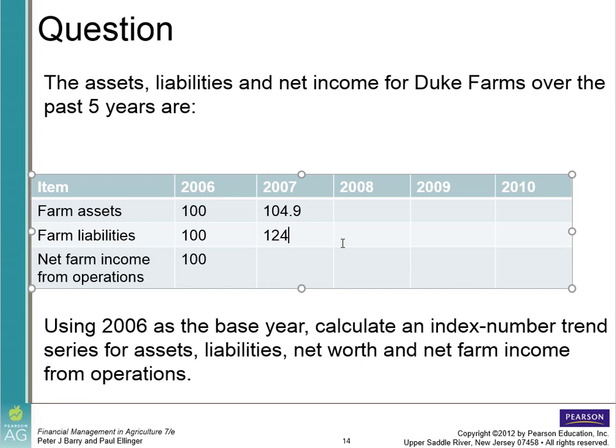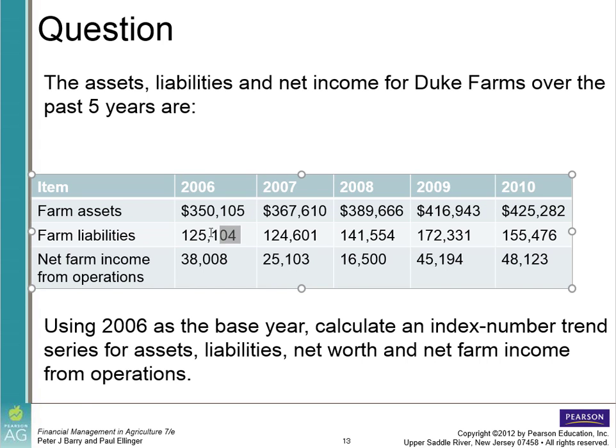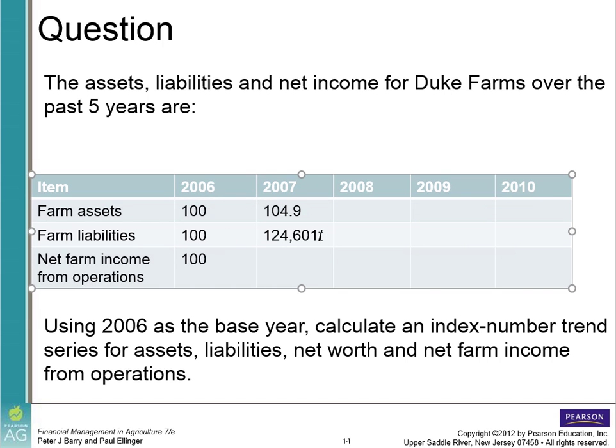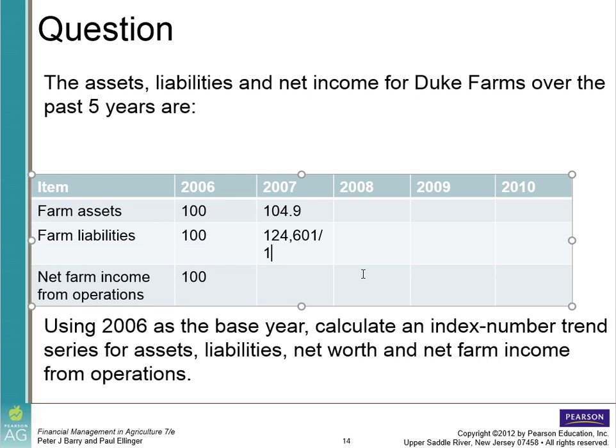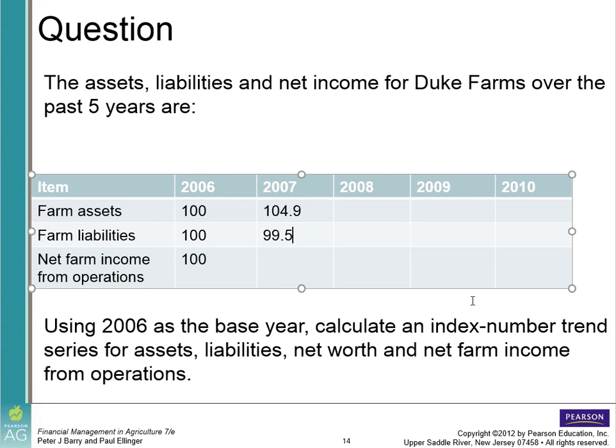Okay, let's go on to the next one, the farm liabilities. That is 124,601 divided by this number here, the base year. 124 is your current year, and then 125,104 is your base year. Divided by that, 104, and then of course multiplied by 100. So then you get 99.5. And then you can do the same thing for all these years.